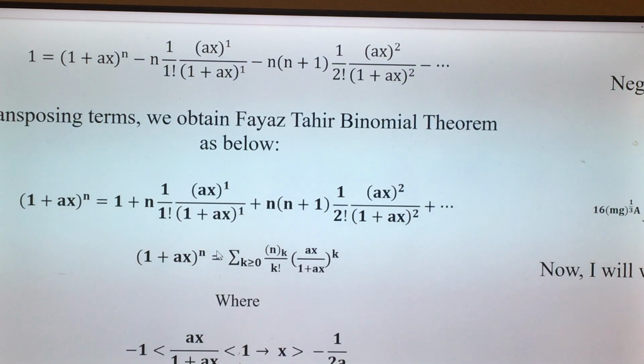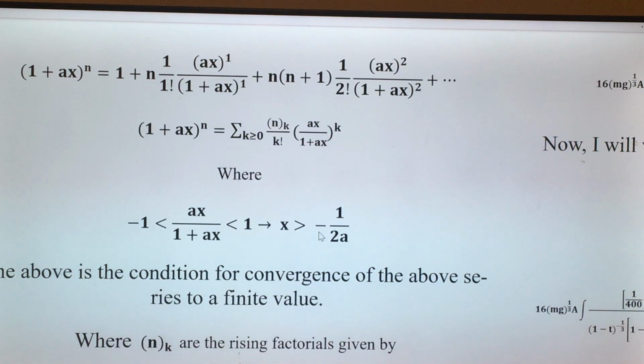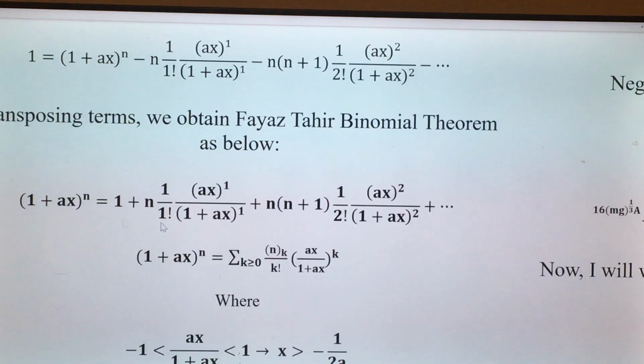Okay, (1 plus ax) to the power n is equal to this. You can write it in a compact form where the range of x should be minus 1 over 2a. I won't discuss this binomial theorem's characteristics and its superiority over Umar Khayyam's binomial theorem or its equivalence with the other binomial theorem here, but I will upload another video. The above is the condition for convergence of the series to a finite value. So if this holds, then it will converge to a finite value. Its convergence is very high, not like Umar Khayyam's binomial theorem.